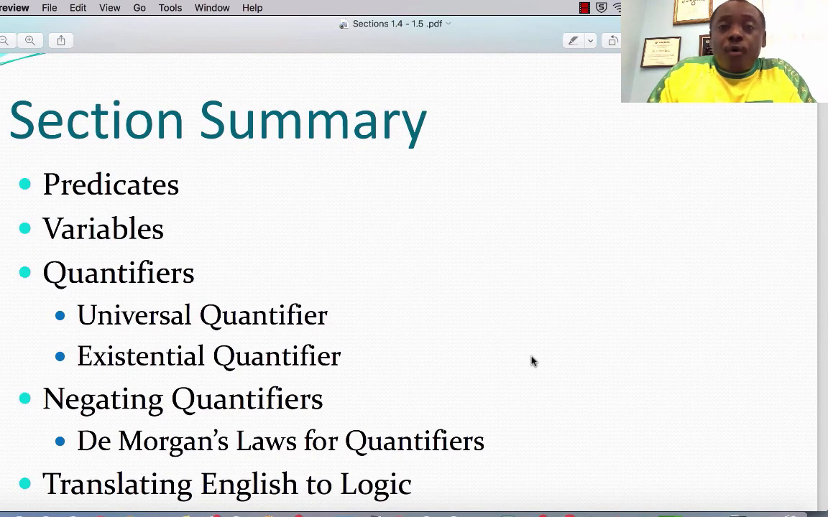Section 1.4, Objectives. Predicates, variables, quantifiers. We shall define these terms. Then we shall look at the universal quantifier and the existential quantifier. How do we negate quantifiers? And where would De Morgan's laws fit as far as quantifiers are concerned? And we would conclude the section with some translation from English to logic, and maybe from logic back to English.